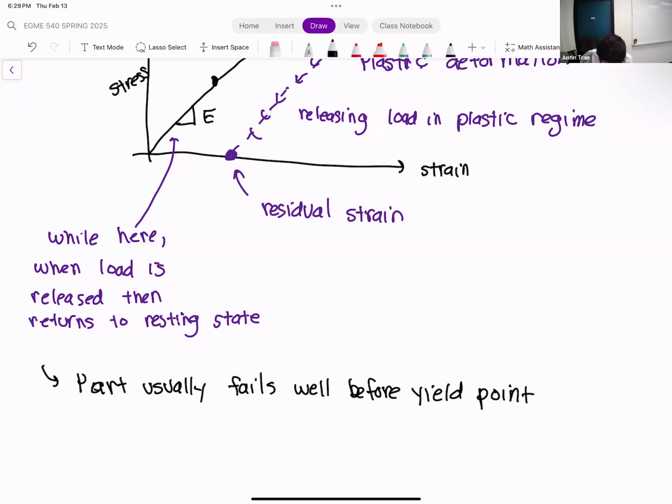So when you're designing something, you're doing stress analysis, usually it's a good idea to add a factor of safety, okay? Just so that you don't reach that. All right, any questions on this?